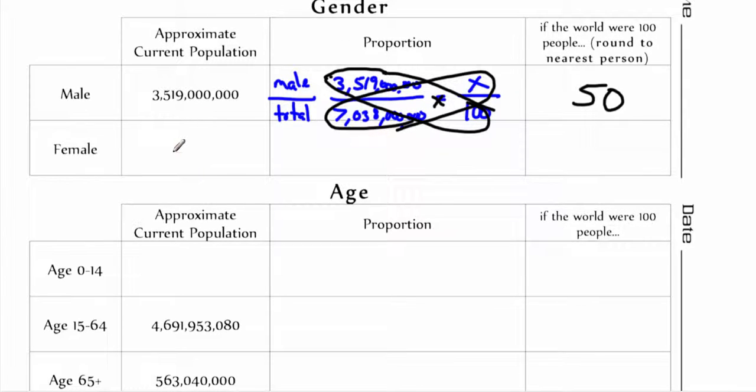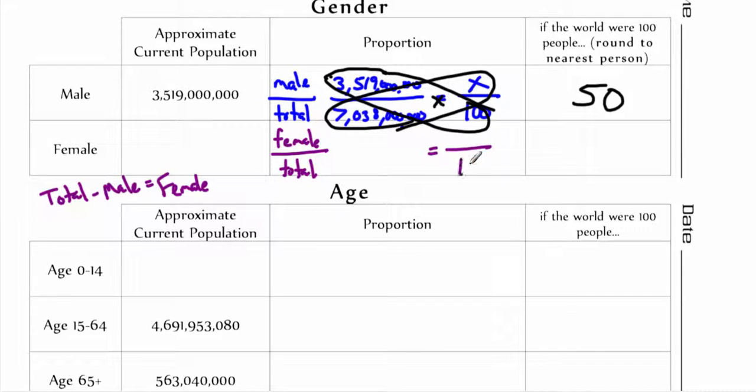You'll notice here, they don't tell us the female population. But if you think about it, either you're male or you're female. So you could take the total population minus the male population, and that would give you your female population. Then you could set up your proportion, your female over your total, equal to something over 100, and you could solve it the same way. Let's take a look at another one.